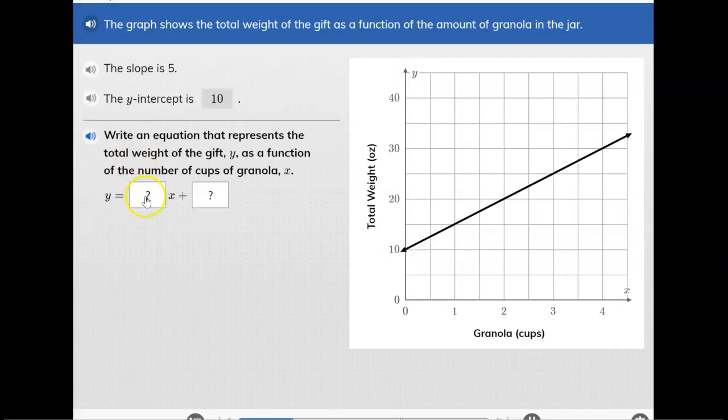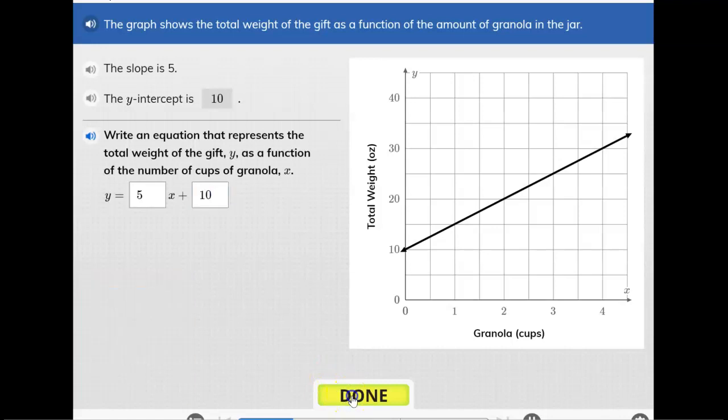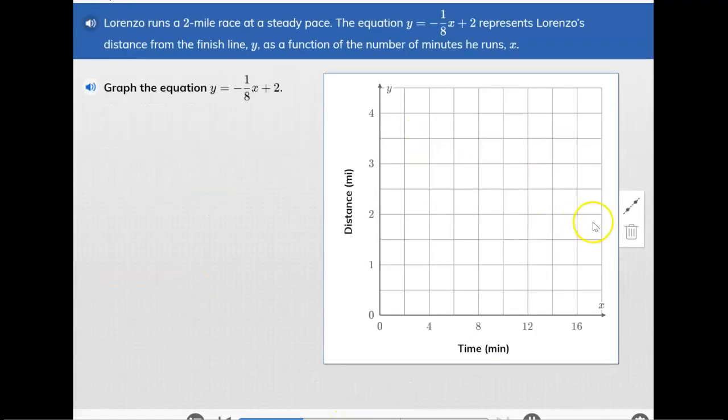It's 10. So for the equation, you take your slope and plug it in next to x, so 5x, and your starting point, your y-intercept, you put at the end. So your equation is always y equals your slope times x plus your y-intercept. So if we're trying to graph this equation, he starts at 0 at 2 miles.